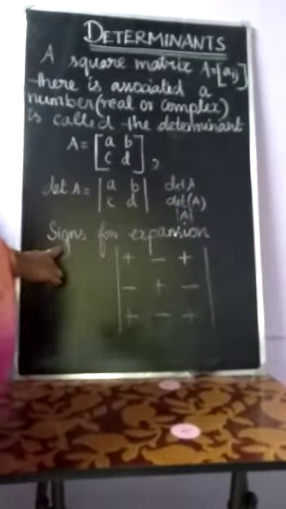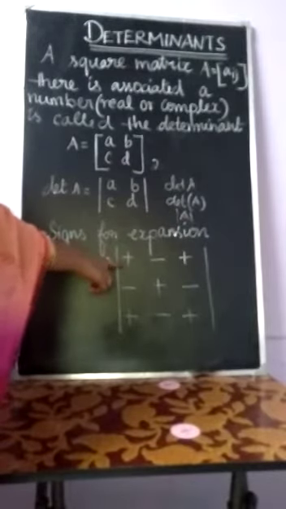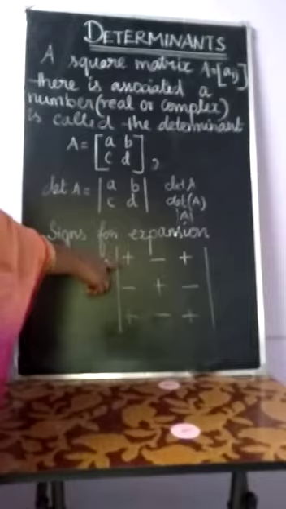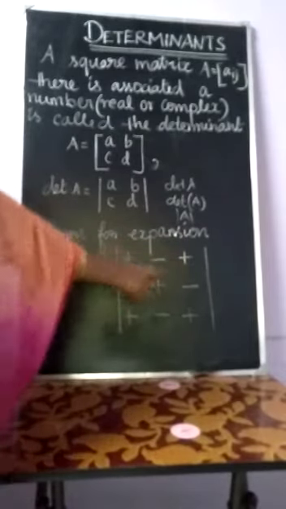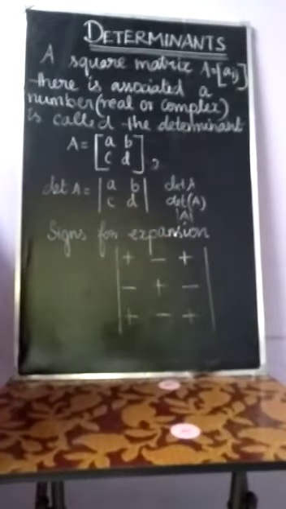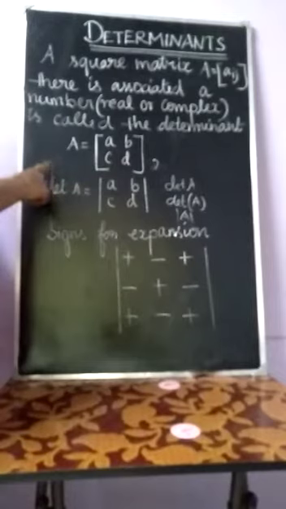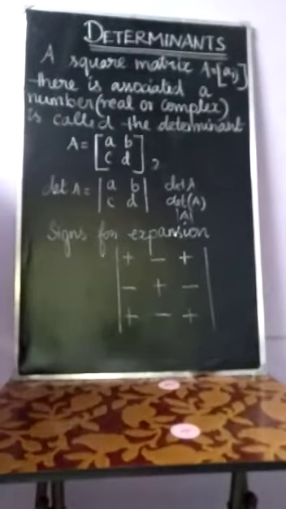Next, signs for expansion are shown in the following. That is, how can we expand the determinants? Plus, minus, plus, minus, plus, minus, plus, minus, plus. For easier calculation, expand the determinant along the row or column which contains the maximum number of zeros.